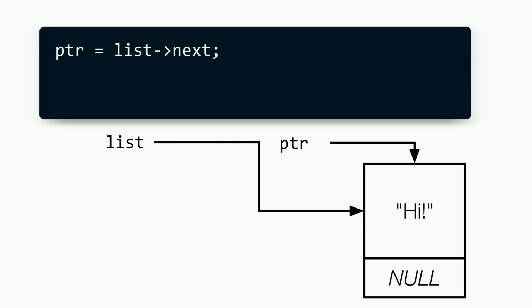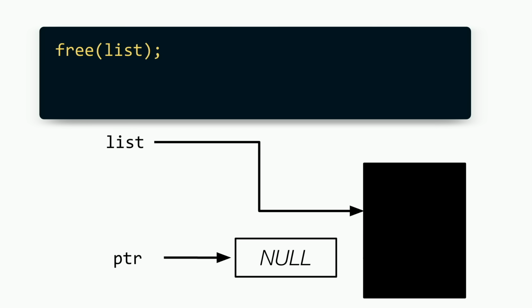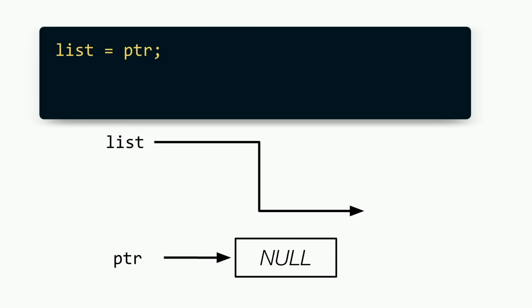And again, I can reset pointer to the new next pointer. In this case, since we're at the end of the list, it's just equal to null. But then I can free list. Pointer is equal to null, which means I'm at the end of my list. And now everything has been freed, and we won't have any memory issues.